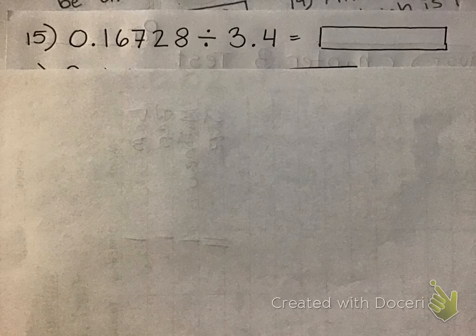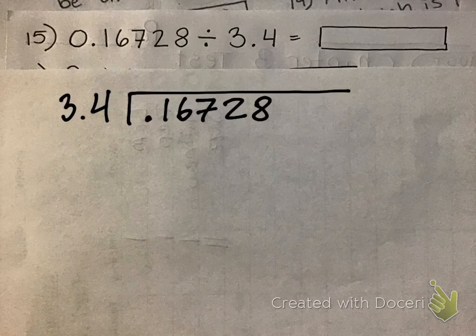Okay, now this one again. Let's try this one. So first things first, what's our rule about dividends? What can they not have, Rafi? They can't have our decimal. So we move that over. There's our new decimal.